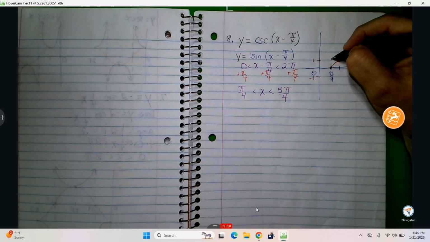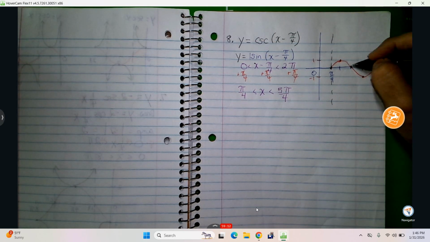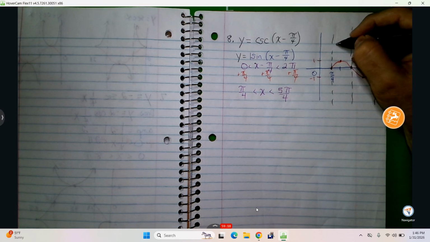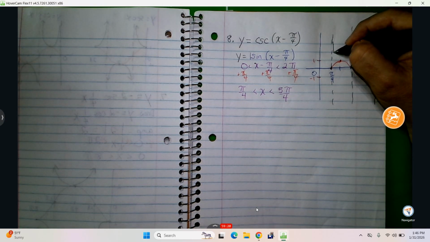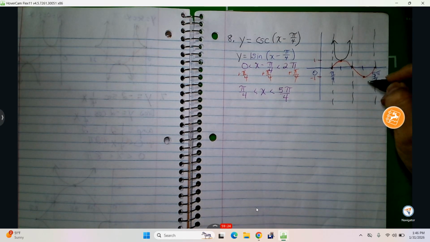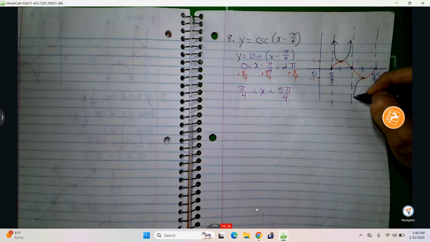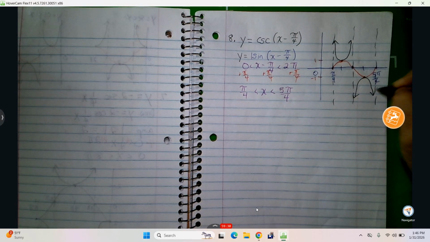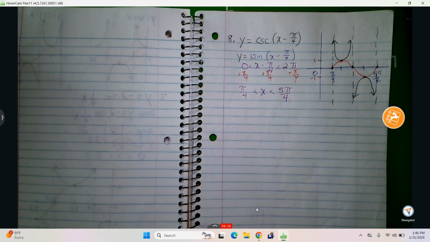There's a vertical asymptote at pi over 4, at 3 pi over 4, and at 5 pi over 4. And here's the little U-shaped curves. I don't know why the system put in the little arrows. It just makes it look even messier, doesn't it? So let's now start looking at the answer choices.